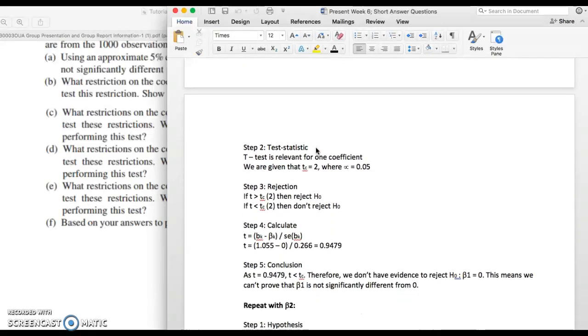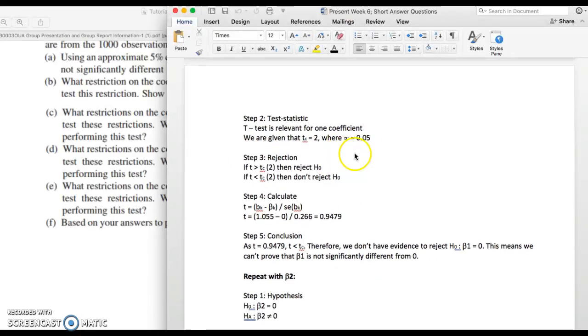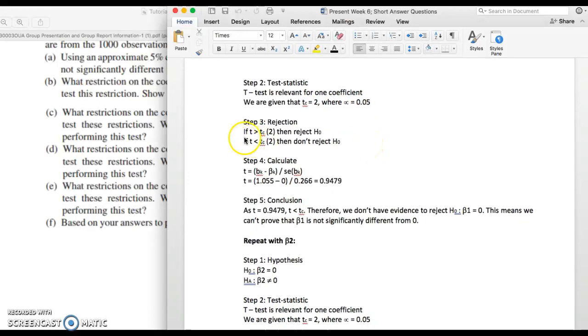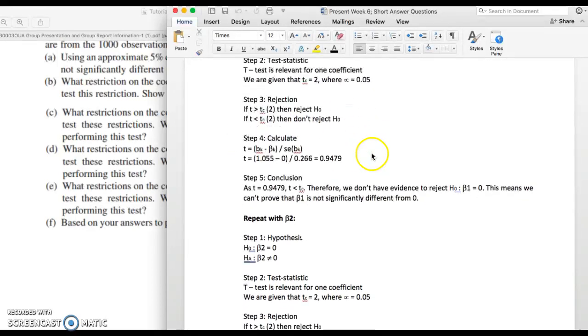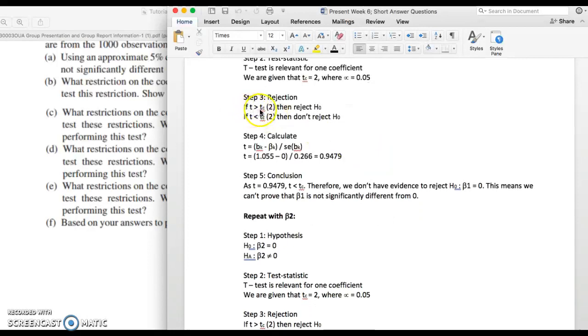and we go through test statistic, which is relevant there. So for one coefficient, we use a t-test. We're given that Tc equals 2 at the 5% significance level. We can work out our rejection regions. So if we've got t being greater than Tc, or 2, then we can reject the null hypothesis. Otherwise, if it's less, we are not able to reject it.